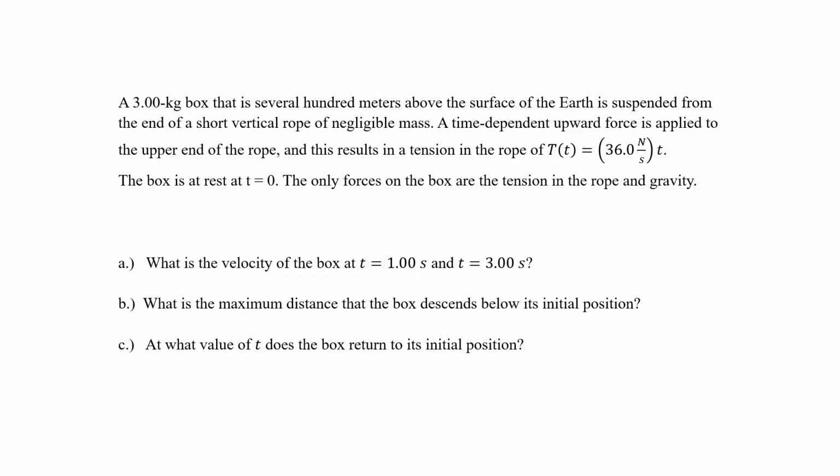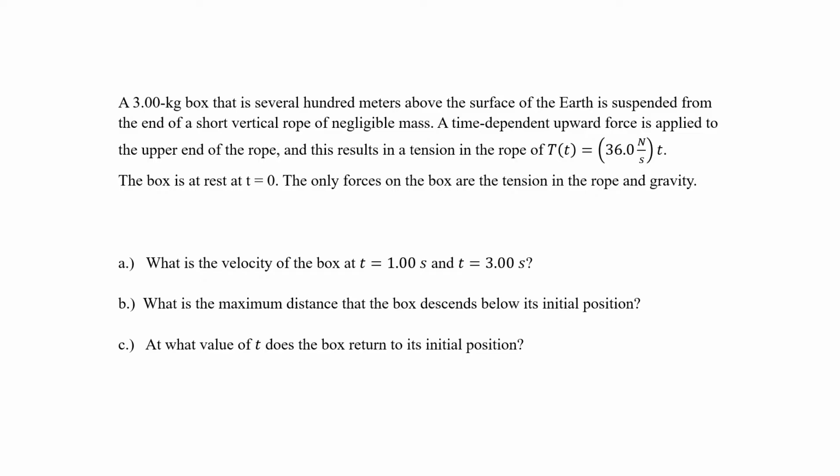In part A, we need to calculate the velocity of the box at these two separate times. In part B, we need to calculate the maximum distance that the box descends below its initial position. And in part C, we calculate the value of t where the box returns to the initial position after it turns around and starts moving in the opposite direction.